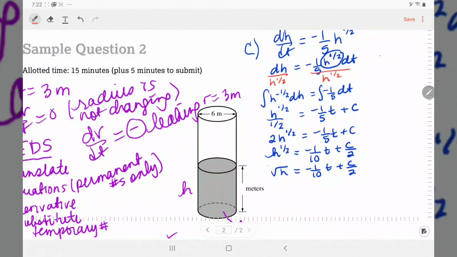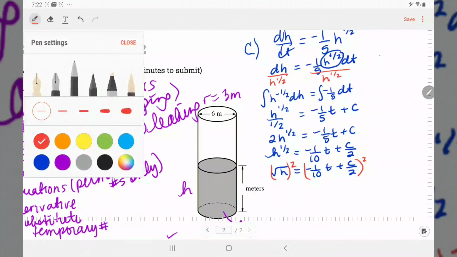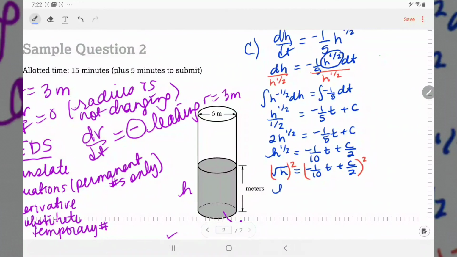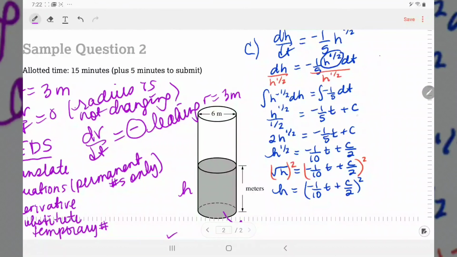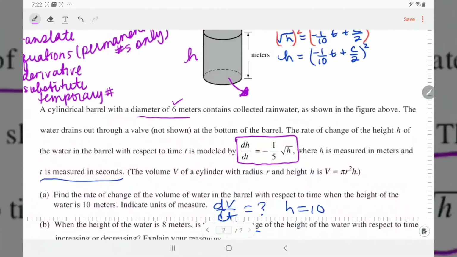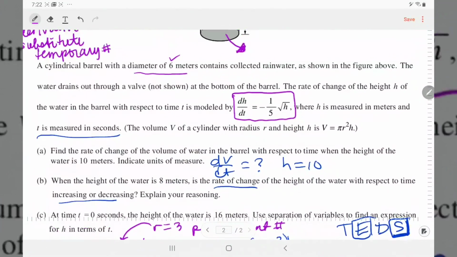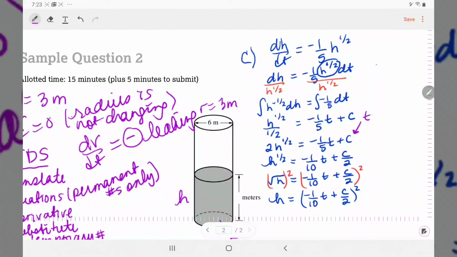Okay, but what did it tell me? It said t equals 0, height is 16. So t equals 0, height is 16. So that would be 2 root 16 equals negative 1/5 times 0 plus c. So c equals 2 times 4, 8 is c. And since I wrote here c over 2 and didn't just rename it c, then I'm okay with substituting it now into the model. So this is negative 1/10 t plus c, which is 8, over 2, squared.